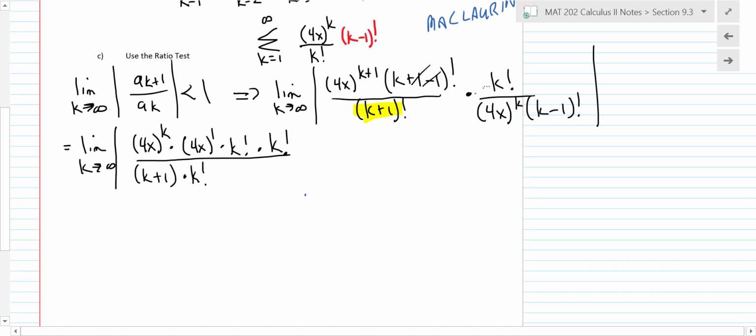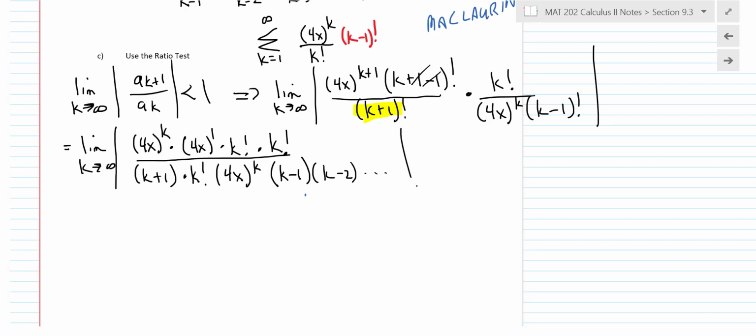Then we just leave the 4x to the k alone. And then k minus 1 factorial. How do you write that out? Well, let's see. We could just say k minus 1, and then what's the term next after k minus 1? K minus 2, and so forth like that. So that's going to go down kind of like that. All right, so let's see kind of what we have on here. I hope I got that okay.